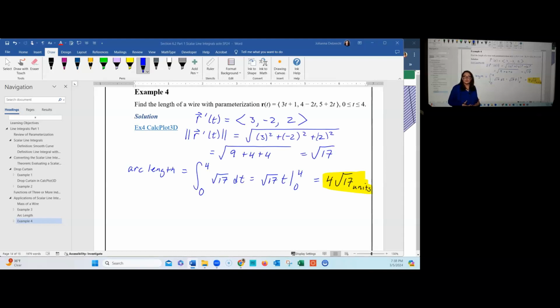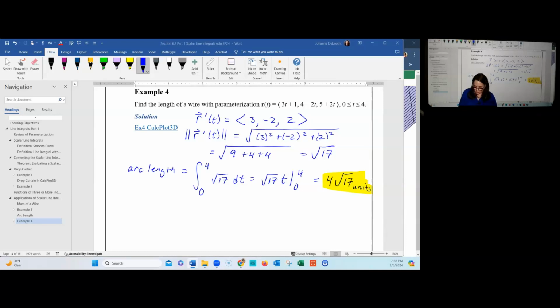In order to compute the arc length, we allow our function of multiple variables to be the integrand 1. Then we have to compute the magnitude of the derivative of the parameterization. r of t is given above, and the derivative of it turns out to be the vector 3, -2, 2. To find the magnitude, we square each component and add them together, then take the square root to get the square root of 17. To find the arc length, we integrate with the integrand of 1 multiplied by the magnitude of r prime. This gives us square root of 17 dt from t equals 0 to 4. This just gives us square root of 17 times 4 units. This is how long that particular wire is.